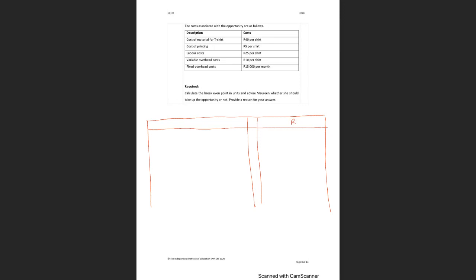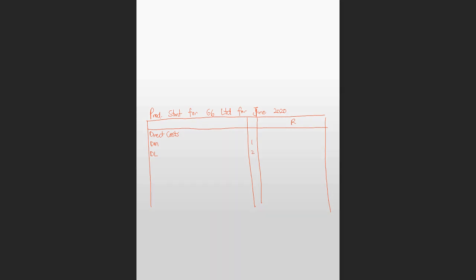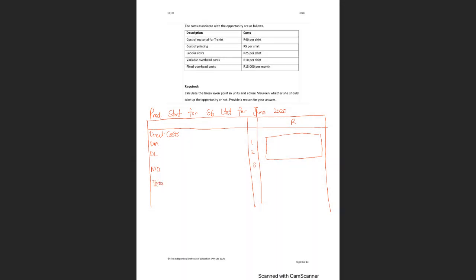Okay, so we have the production statement for G6 Limited for June 2020. You start off with your direct material and your direct labor. Those give you your direct costs. These are note number 1 and 2, summed up gives you your direct cost. Then you add in your manufacturing overhead. That's note number 3. This gives you your total production cost or your total manufacturing cost.